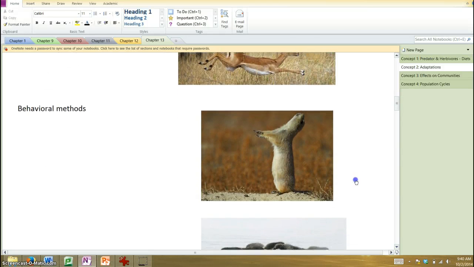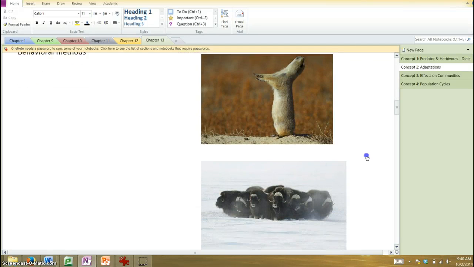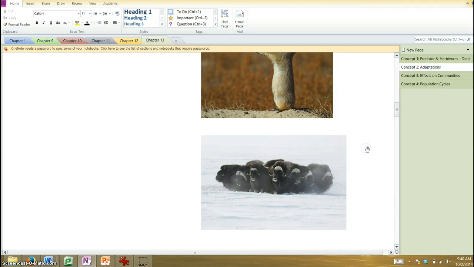Behavioral methods, of course, you can use warning signals like this prairie dog here as they live in these groups, and some of them stand guard and look for predators, and when they come around, they'll bark and let others know. In addition to hunting in groups, you can use the group mentality, or essentially being in a herd. There's protection in the herd, there's strength in numbers.